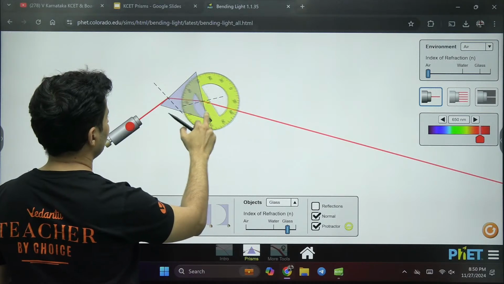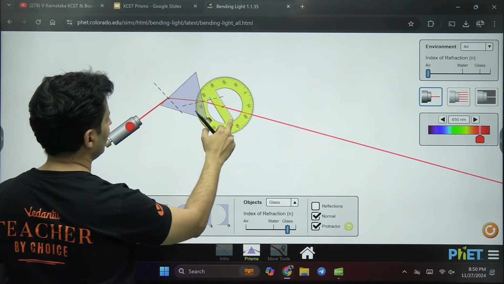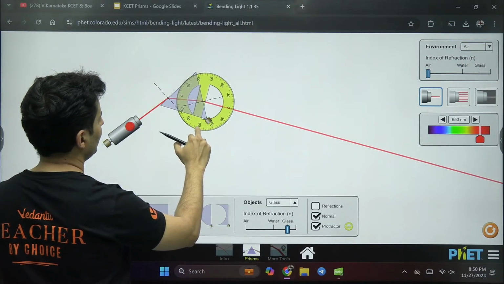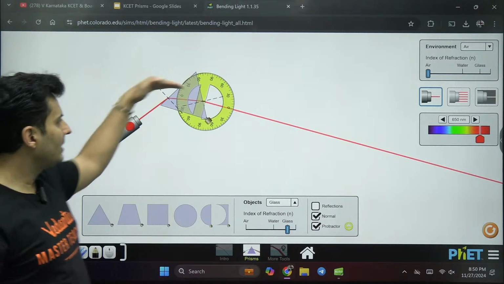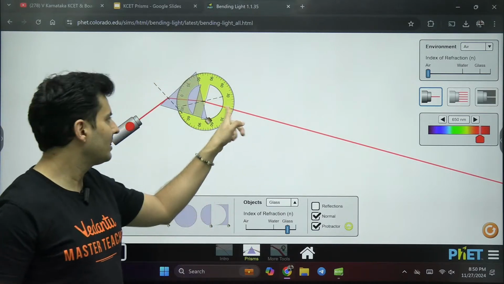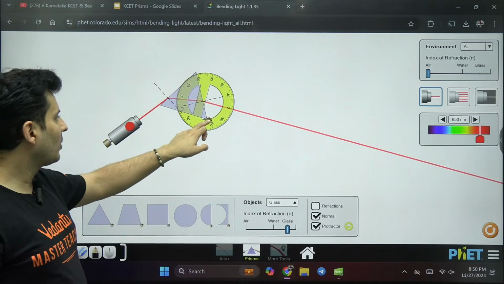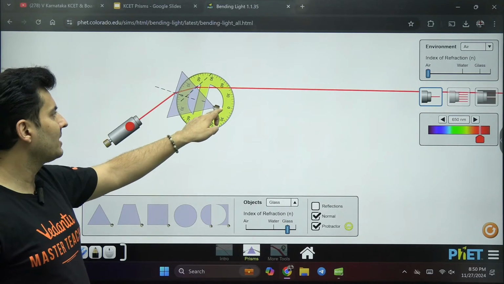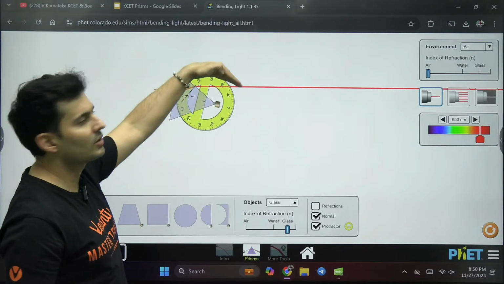Okay, something like this. I'm just keeping the protractor here, and I'll put it over here. As you can see, it has deviated here. I hope you can see there is a marking like 0. Now if I rotate this, as you can see, the deviation has reduced. It is not deviating so much.